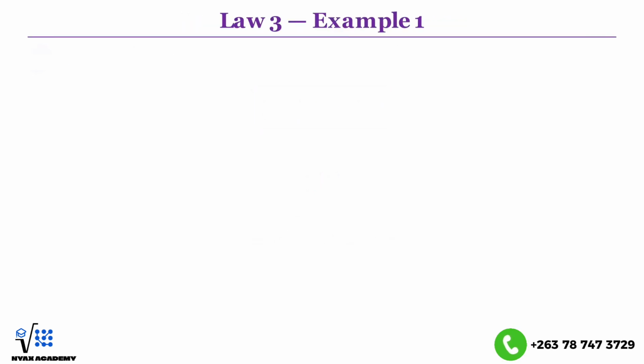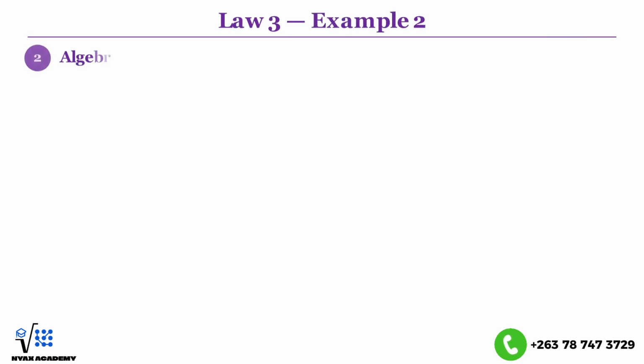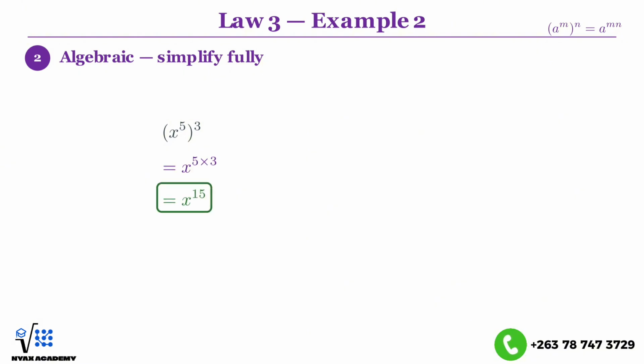So we are given a cubed raised to the power of 4. Tino multiply ma indices edu, and 3 times 4 towana 12. So our answer becomes a to the power of 12. Let's take a look at simplifying an algebraic example. So we're given x to the power of 5 cubed. We multiply our indices towana x to the power of 15.